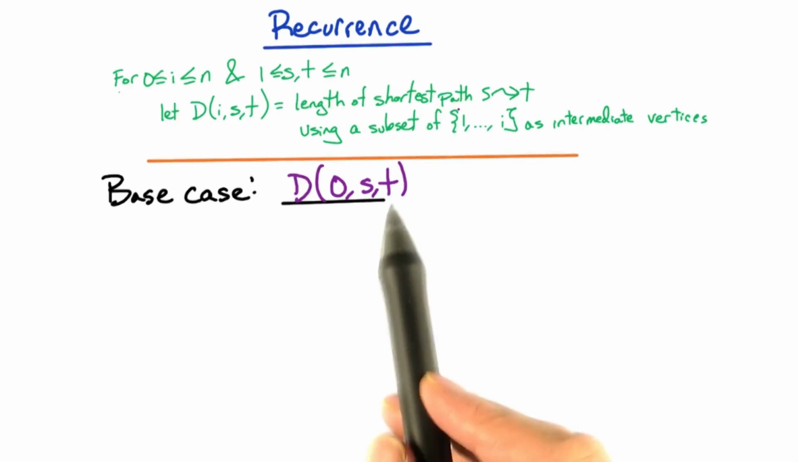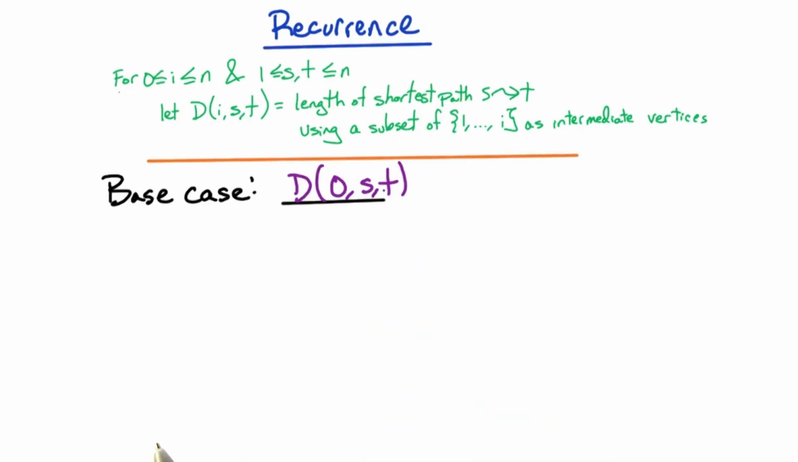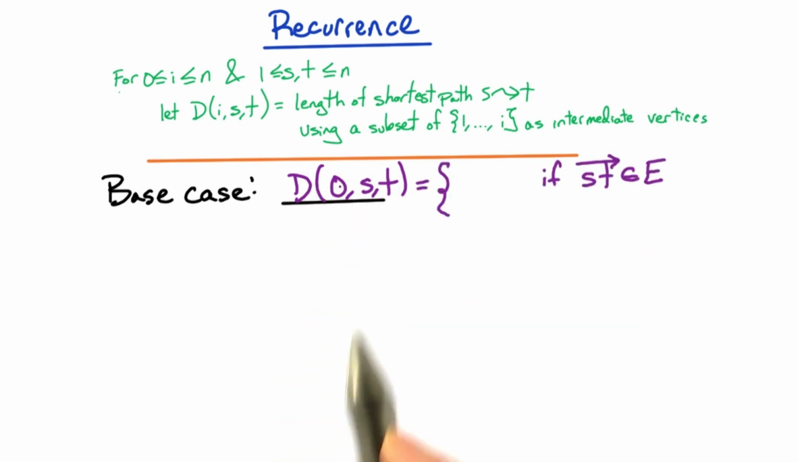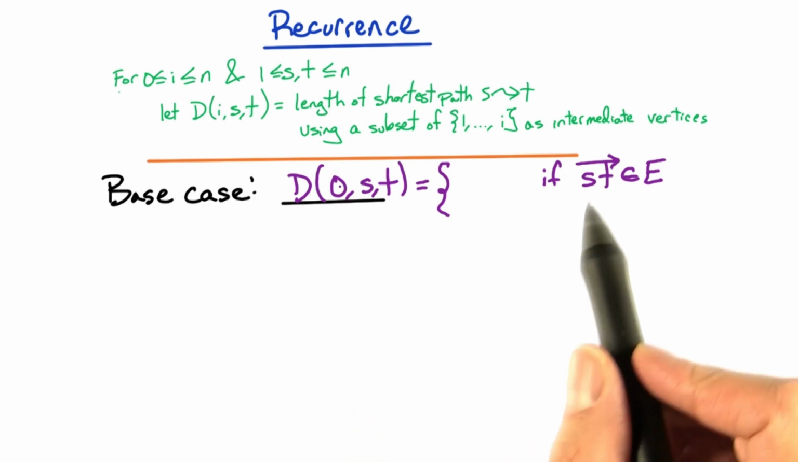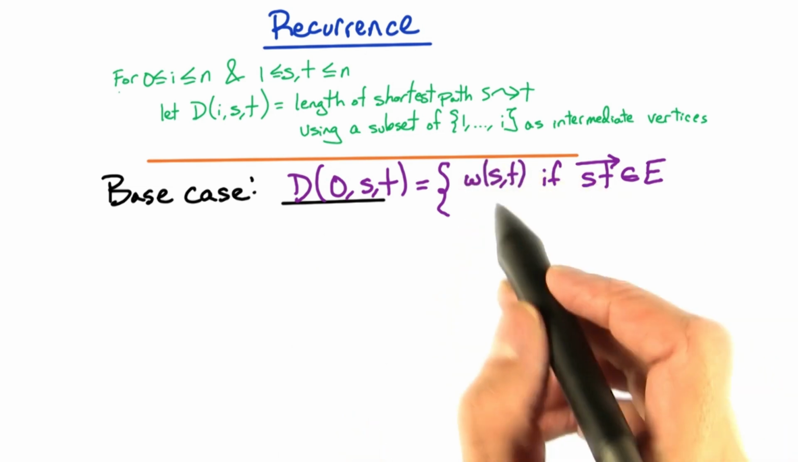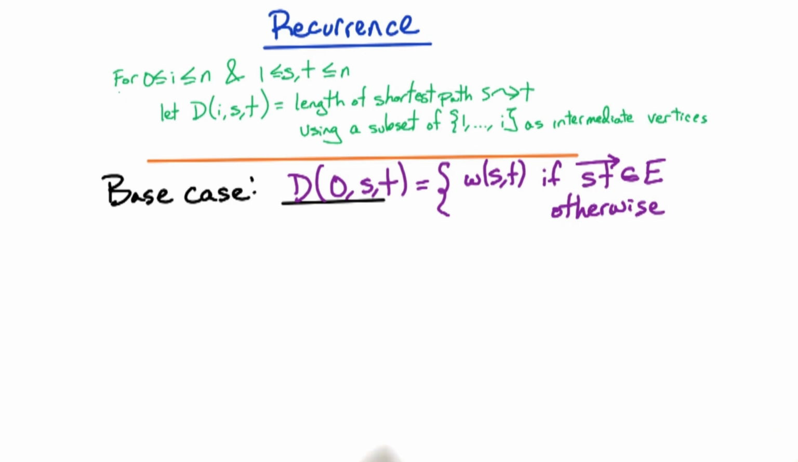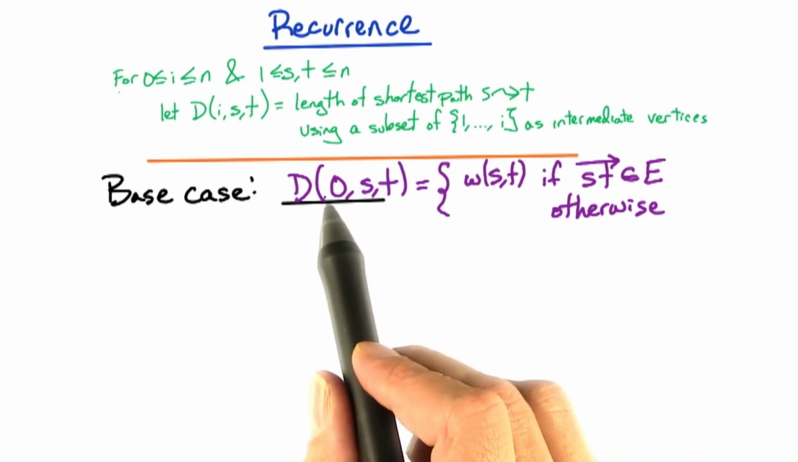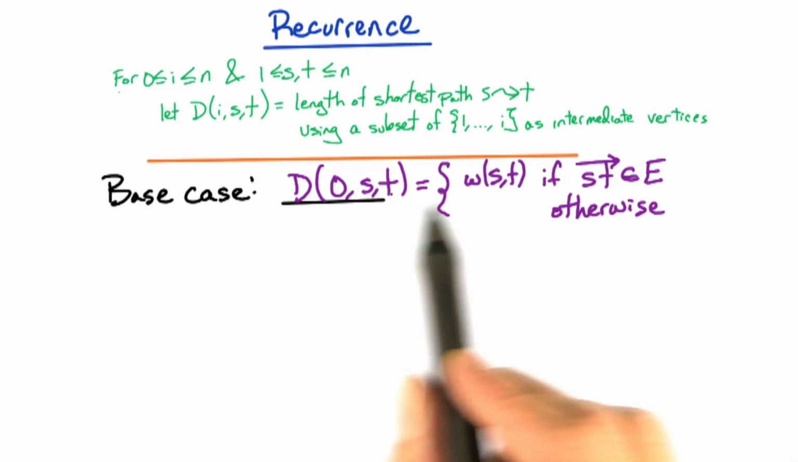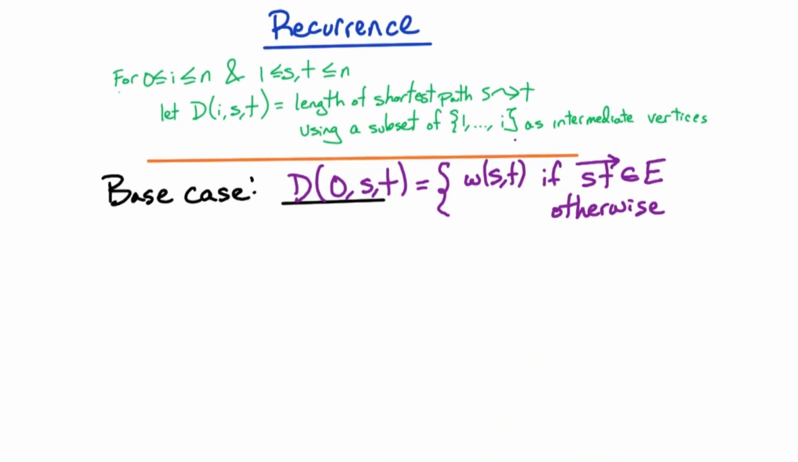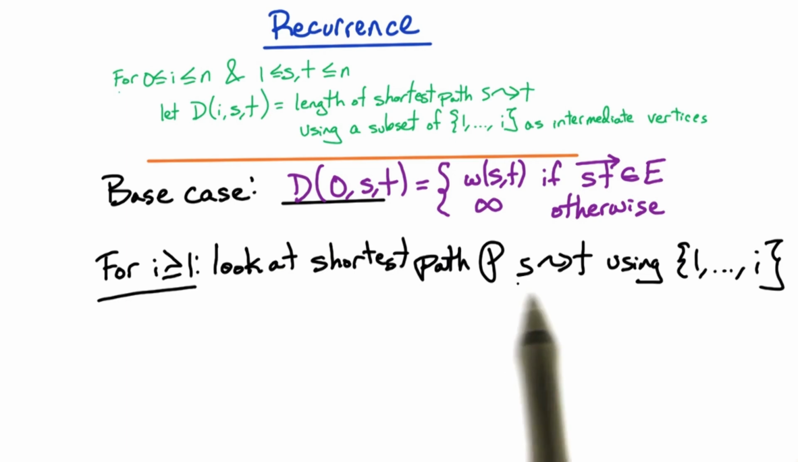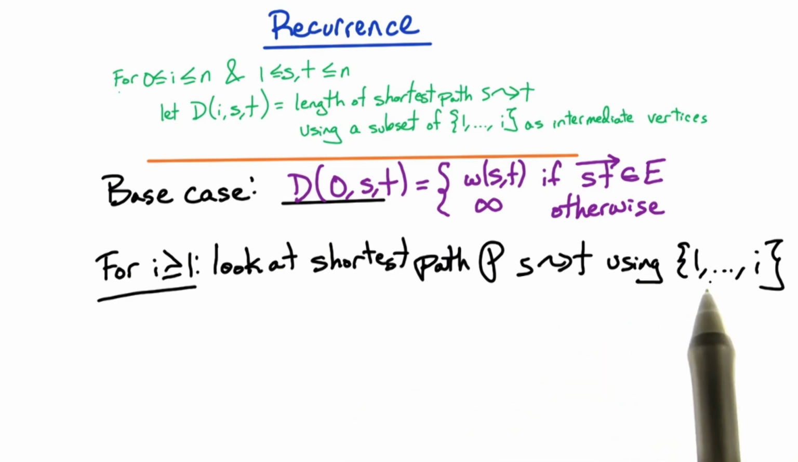So we're going to have two situations. Either S and T are connected by an edge, and therefore we don't need to use any intermediate vertices, or they're not connected by an edge, and then there's no path from S to T. In the first case, if there's a directed edge from S to T, then D of 0 S T is exactly the length of that edge from S to T, which is W of S T. In the other scenario, there's no edge from S to T. In this case, what is the length of the shortest path from S to T which doesn't allow any intermediate vertices? It's infinite.